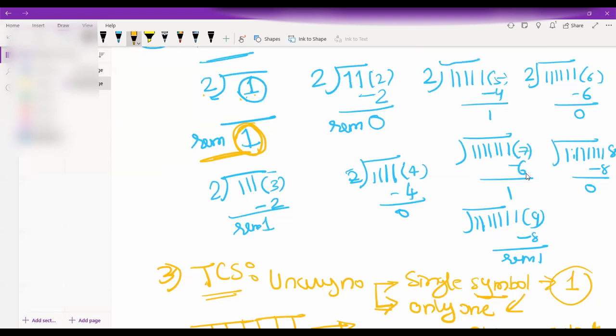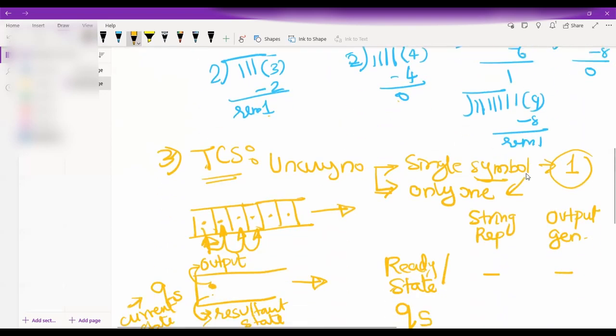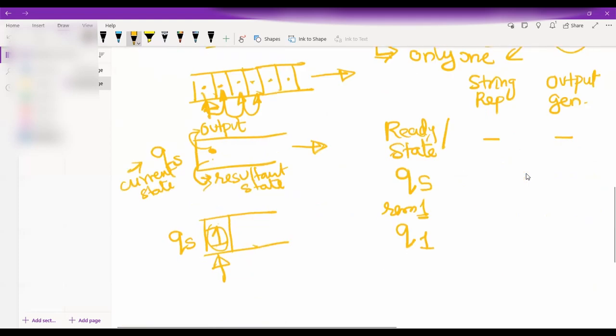In the case of number 2, what was the output generated? The output generated is 0. In the case of 3, the output was 1. In the case of 4, the output was 0. In the case of 5, the output was 1. In the case of 6, the output was 0. So the output is either 0 or 1. Okay. Now here the remainder 0 state has generated output 1. So what can I write here? I will write output 1.